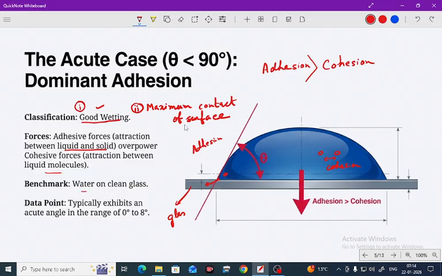Benchmark, water on clean glass. This type of behavior typically exhibits an acute angle in the range of 0 to 80 degree, and this theta is always less than 90 degree. And if theta is less than 90 degree, then it is a behavior of good wetting and maximum contact of surface. Here in this case, adhesion is dominant.